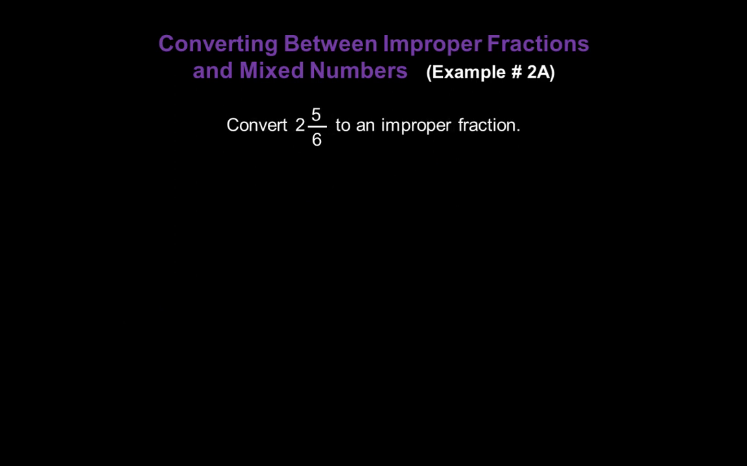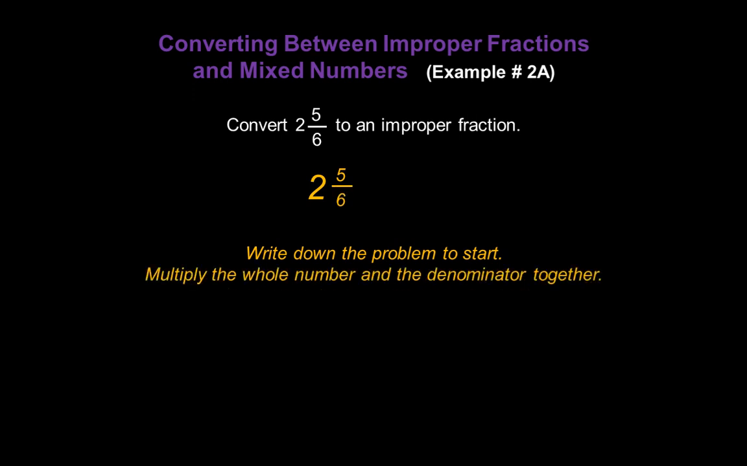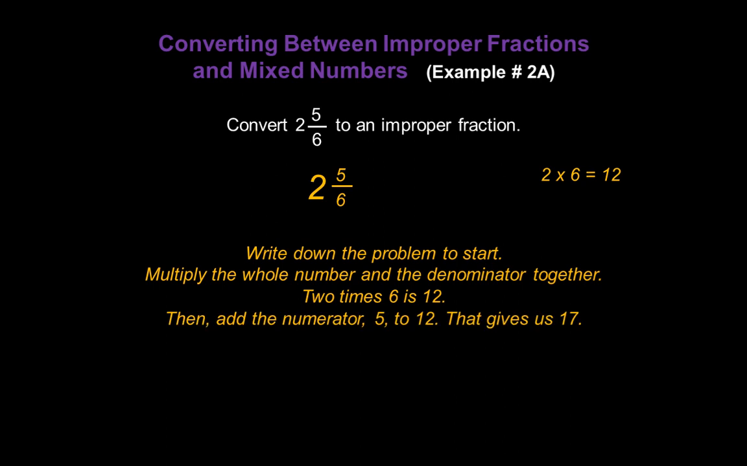Now let's convert the mixed number 2 5/6 to an improper fraction. First, let's write down the problem to start, 2 5/6. We're going to multiply the whole number and the denominator together. That's the 2 and the 6. 2 times 6 is 12. So off to the side we'll write our multiplication product.